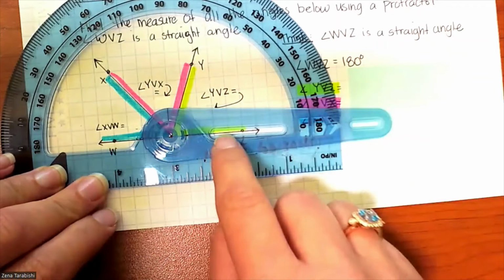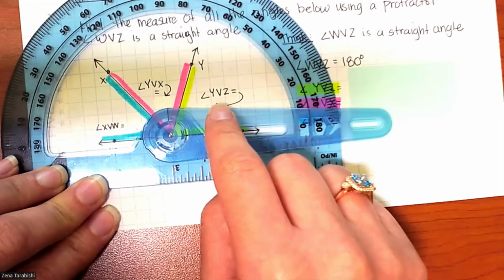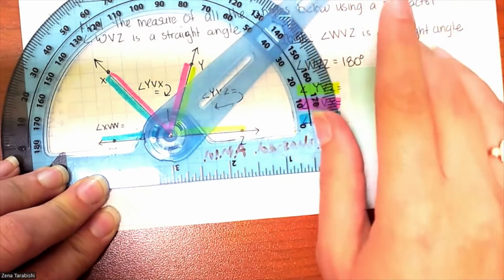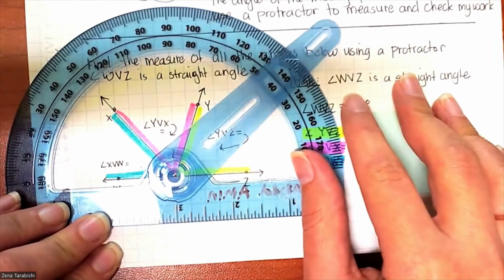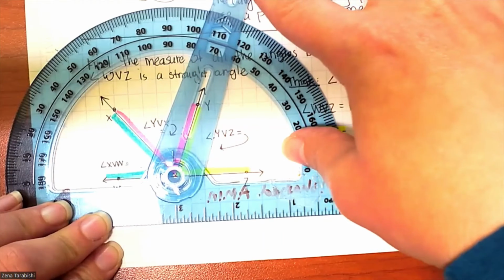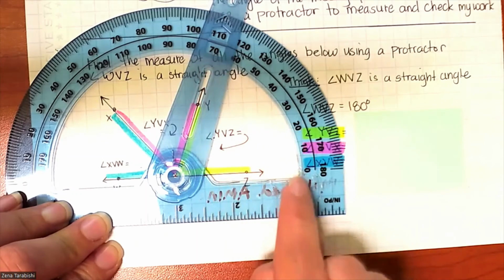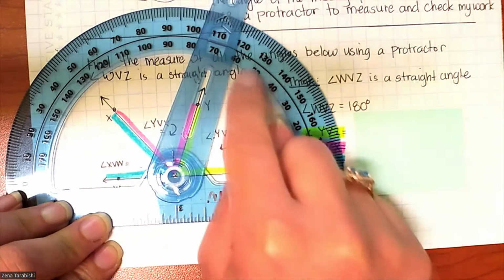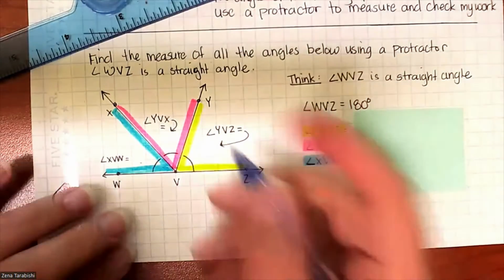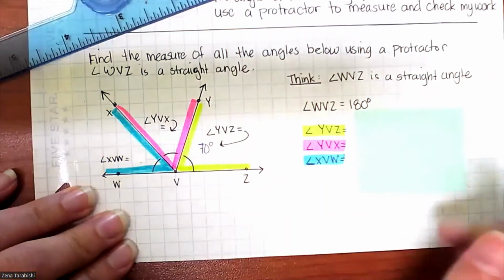Now over here, since this angle is pointing to the right and we're going to measure YVZ, we're going to start from the 0 that's on this side, and we're going to swivel up. Scoot this down so you guys can see. You swivel up until we are able to line this up. So we see that this angle here measures 70 degrees because we're using the inside angle. We're starting from this 0. So this is going to measure 70 degrees. So I'm going to label it 70 degrees. Okay.